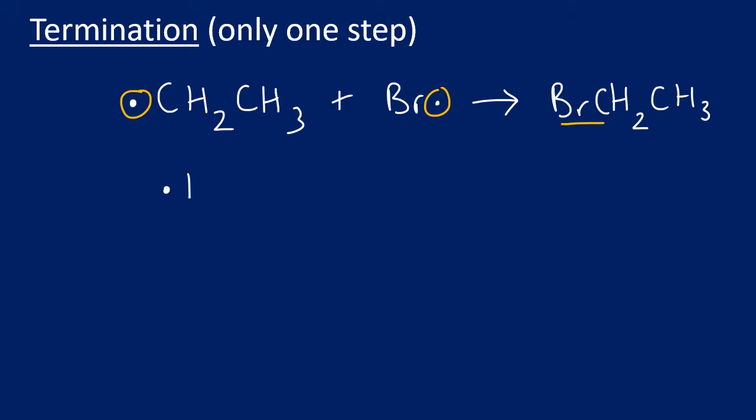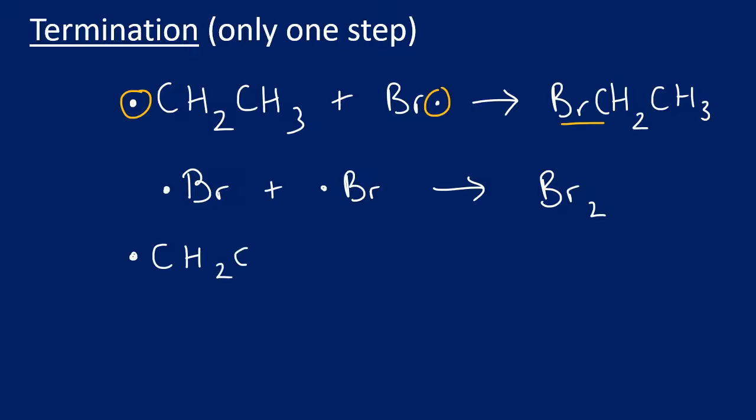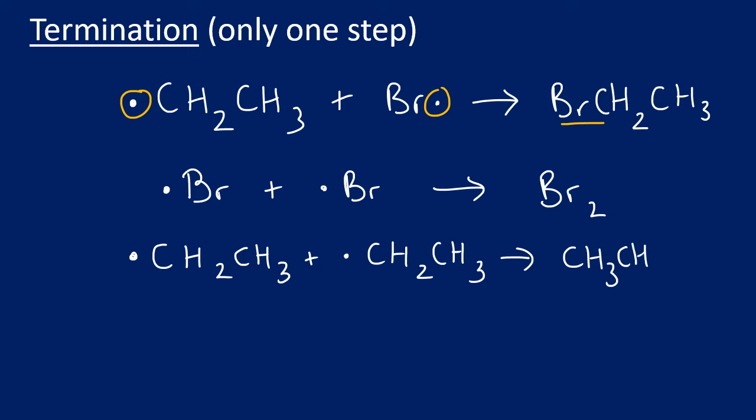Another possibility would be to take a Br free radical with a Br free radical, and they can come together to form Br2. That's also classed as a termination step. And again, there's nothing stopping me from taking this free radical and reacting it with another identical free radical. And this is going to be slightly more complicated to draw, but it's going to be CH3 and a CH2 bonded to the CH2 and a CH3. That's slightly more complicated to get your head around. But what's happening is this electron and this electron are forming a covalent bond. So we're literally joining those two CH2s together in the middle here.